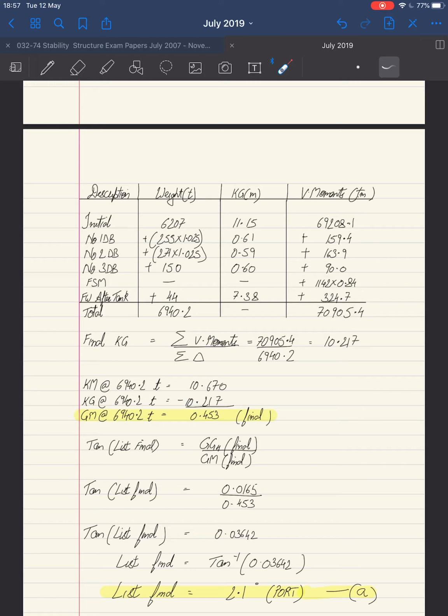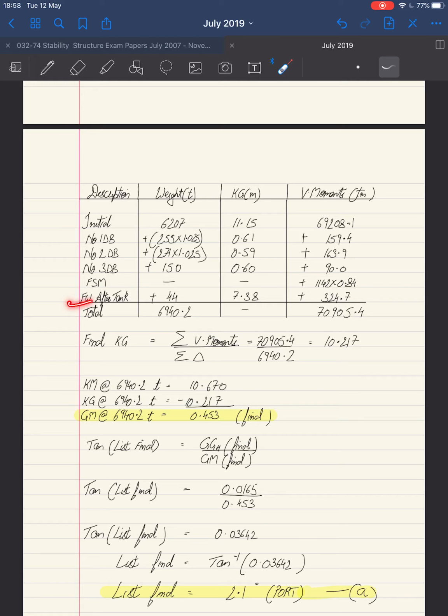So we'll make the next entry for the free surface moment, which is FSM. So there is nothing to do with the weight, there is nothing to do with the KG. We'll finally get the free surface moment added in the vertical moments column. So the free surface moment associated with this tank with respect to fresh water was 1142, and this value we have got from ship's particulars. Since we are not filling this tank with fresh water, we will multiply it with the density of the liquid inside the tank. So density of the liquid inside the tank is 0.84, which was given in the question. So this is the corrected free surface moment.